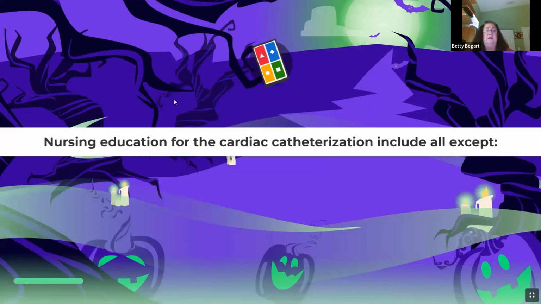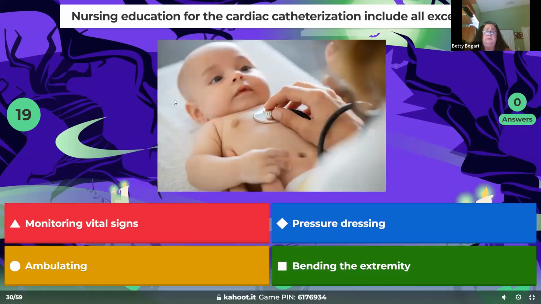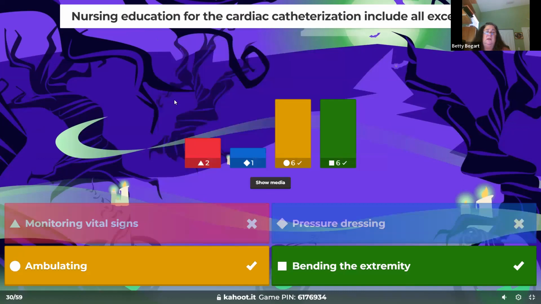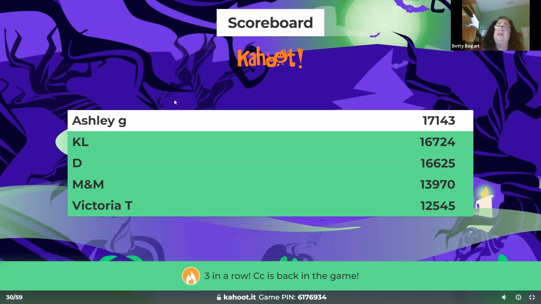A multi-select. Nursing education for the cardiac catheterization include all except. We're going to tell them they can't ambulate, and we're going to tell them they cannot bend their extremity. We're going to watch vital signs. We're going to monitor that dressing.